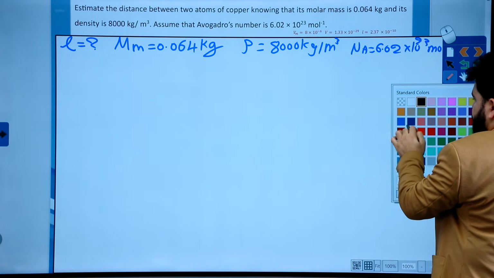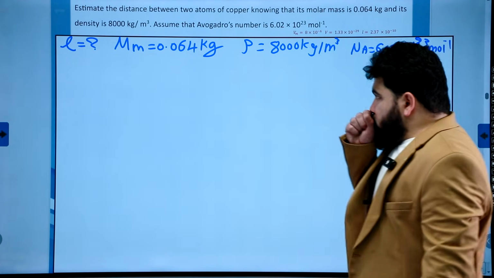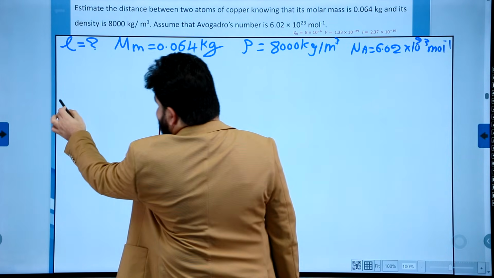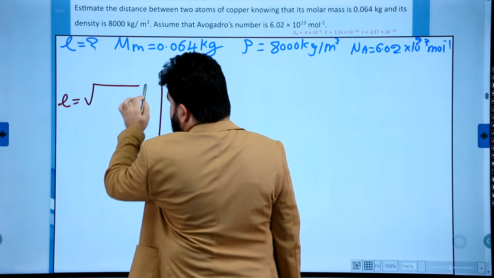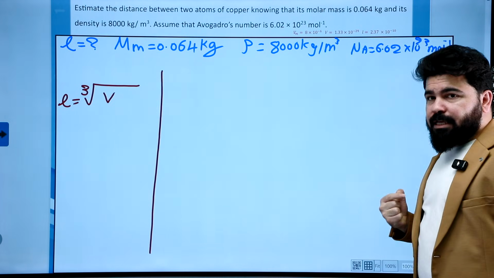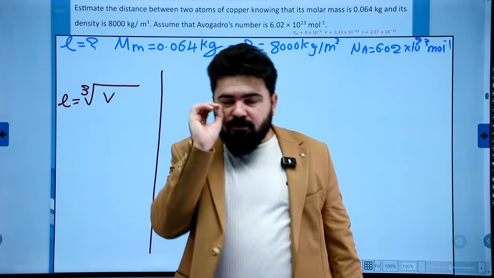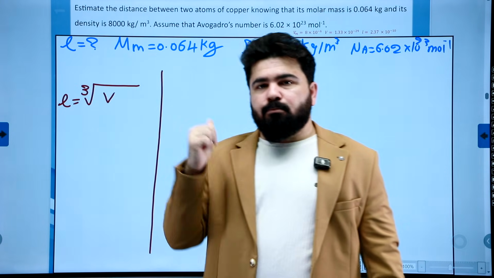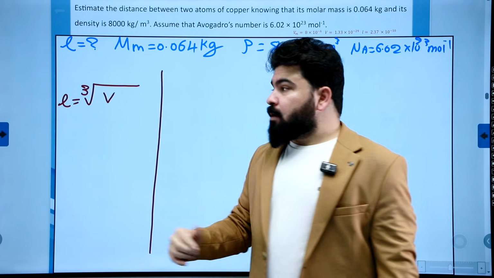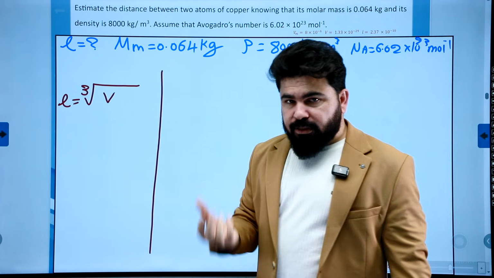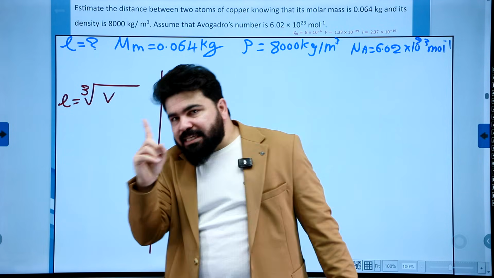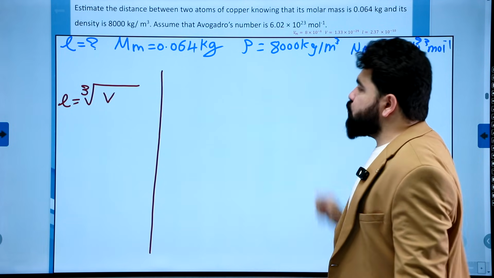Okay, now the question says estimate the distance. You know the equation for distance is equal to what? Length is the cubic root of what? Of volume. Look here, you don't have volume. Before that, let me tell you the difference between volume and molar volume. Volume is the volume of one single atom. Molar volume is the volume of all the atoms that you have. Be careful, here we need the volume of a single atom. Be careful. So, distance between two atoms.